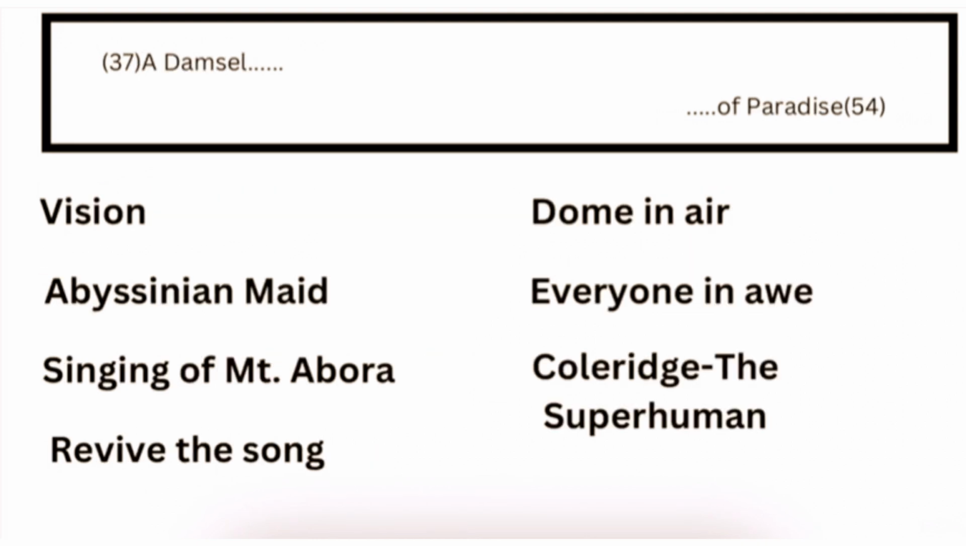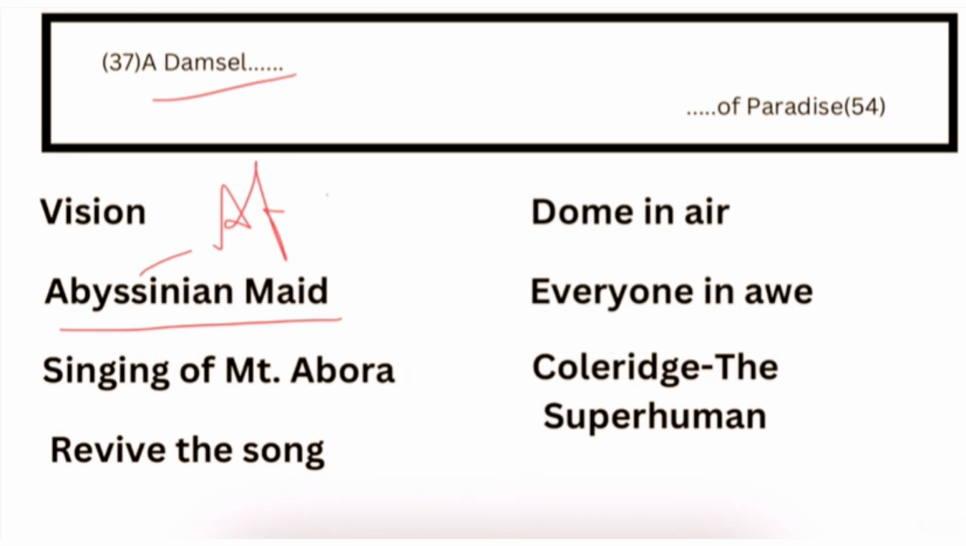Now, this was all about the vision seen by Coleridge. Now he tries to remember another vision that he saw some other time. And in that vision he saw a very young woman who was an Abyssinian maid. Abyssinian is African. And this African maid was singing of Mount Abora, a song which is dedicated to Mount Abora. And Coleridge says if somehow he could revive the song, he could remember the lyrics of that song, he could remember the melody that this song created, then what he will do.